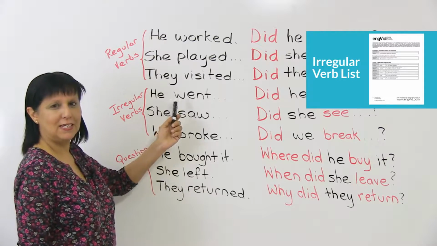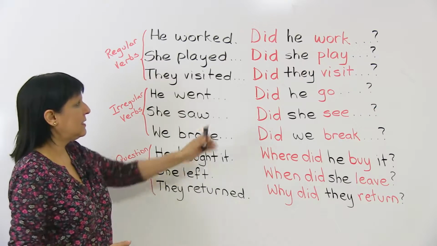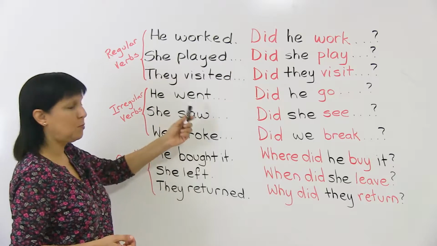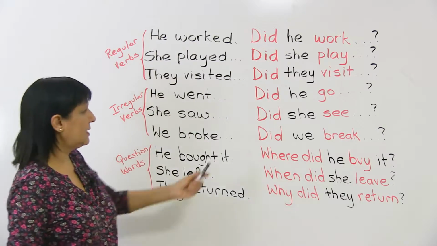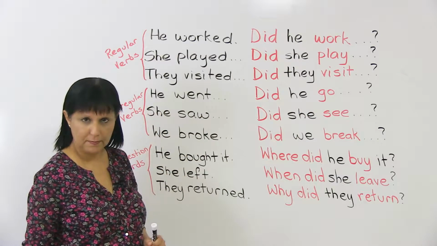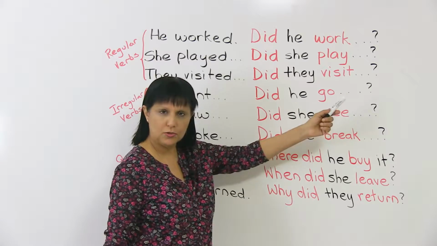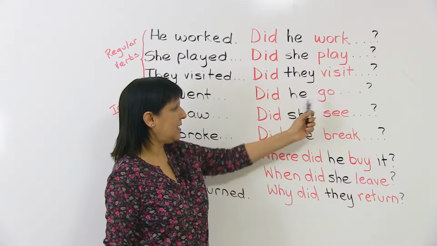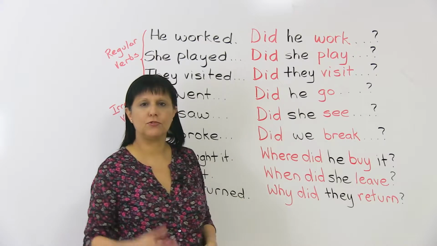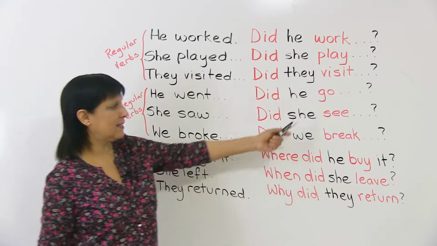So in the past, he went. How do we make that into a question and what happens? The same thing that happened with the regular verbs. So he went becomes, did he go? All right. So let's say he went to the store. When we ask the question, we say, did he go to the store? So again, we had to add the word did, and we have to come back to the base form of the verb, which in this case was go.